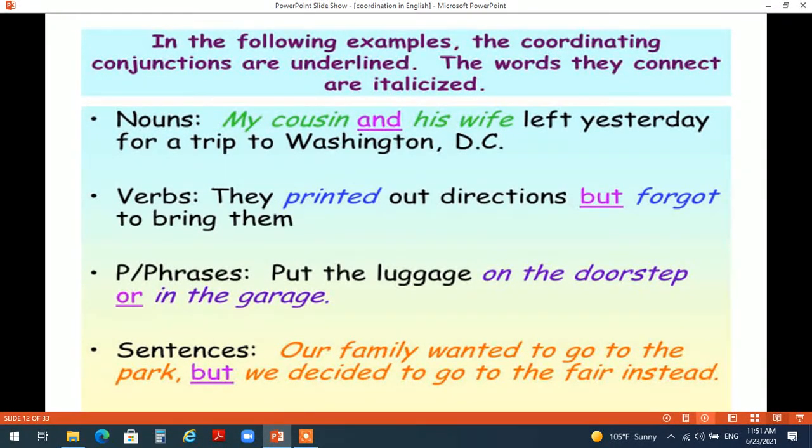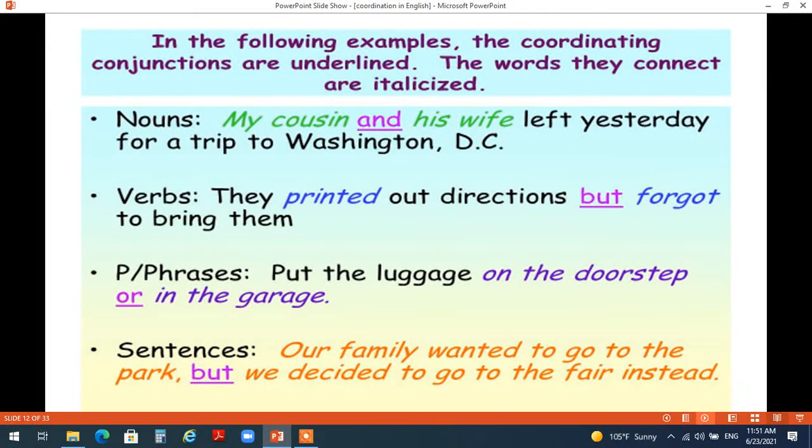In the second example, they printed out directions but forgot to bring them. Here we have what is called also syndetic coordination in which but is used, and we have here linked between two verbs: printed, forgot. In the third example, put the luggage on the doorstep or in the garage. Here we have also syndetic coordination in which the coordinator or is used, and we are linking between two prepositional phrases: on the doorstep and in the garage.